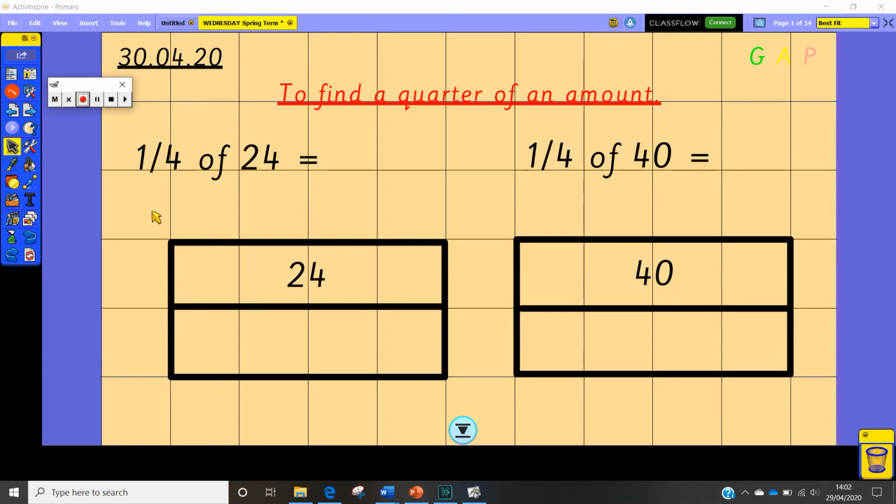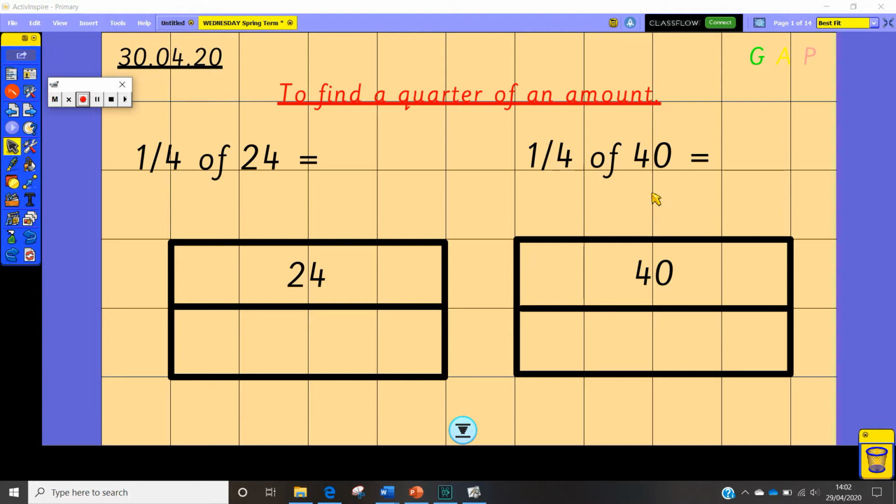So here I've got two fractions on the board, and I've set up your fraction for you using a bar model. I've already put in your total number, which is 24 here, and I've created your bar model. But I haven't split your bar model up into quarters, and I haven't added the counters. So before we go any further, have a go at answering 1/4 of 24, and then 1/4 of 40.